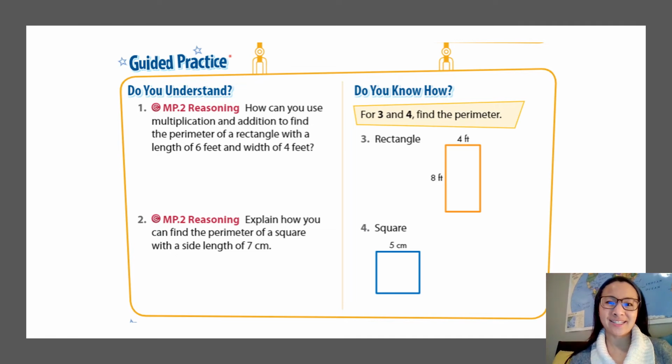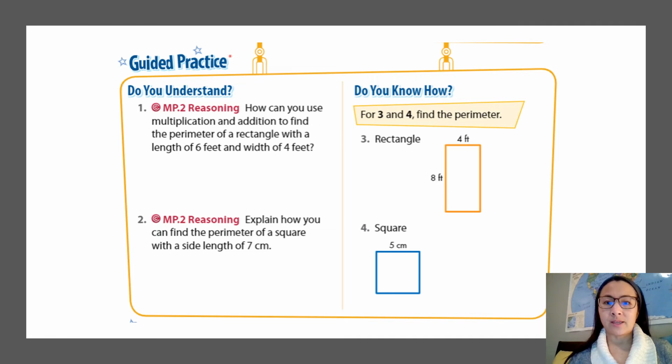Now for guided practice. All right, follow along and you can jot down the answers in your workbook. Number 1 uses math practice number 2, which is about reasoning. How can you use multiplication and addition to find the perimeter of a rectangle with a length of 6 feet and a width of 4 feet?